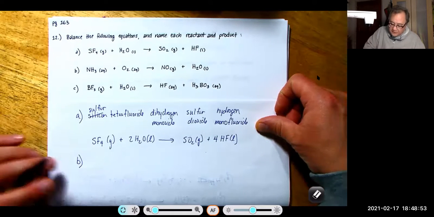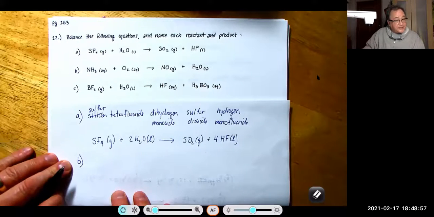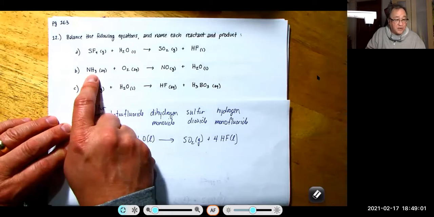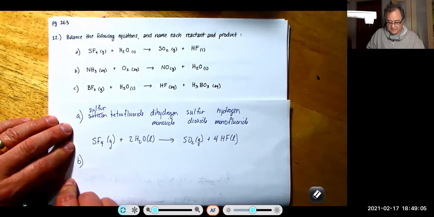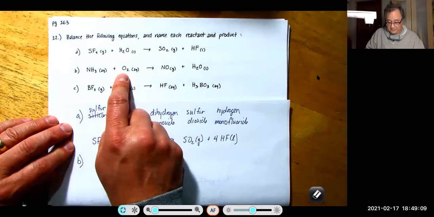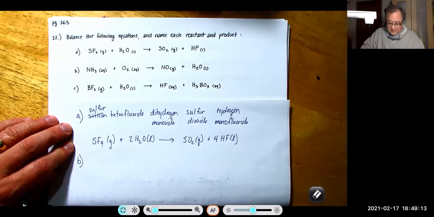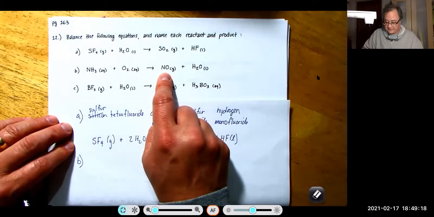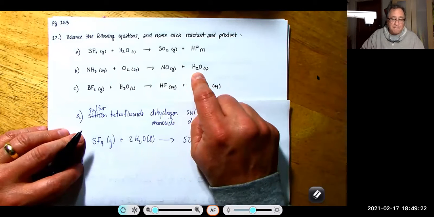So what are the names of the following? Instead of writing them down, I'm just going to say them verbally. Nitrogen trihydride. This one we just call oxygen because it's a pure element. Nitrogen monoxide. And this one we already saw, dihydrogen monoxide.